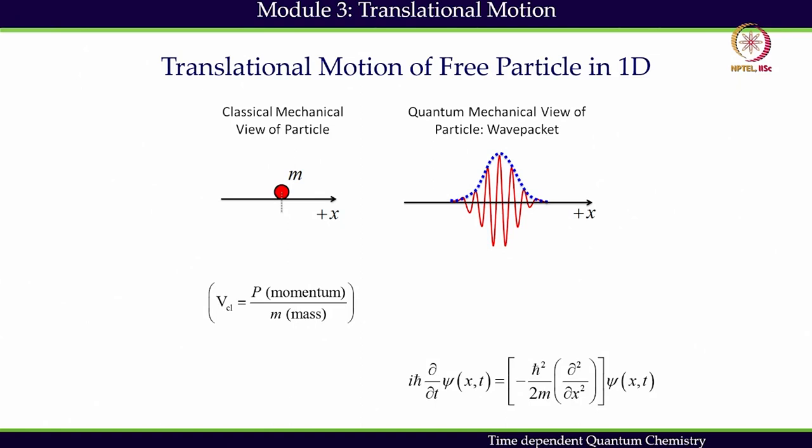And a classical picture of such a particle moving in one dimensional space is given here. I have a one dimensional space, and generally we represent a particle by a ball like this, and it is moving. It's translating. The potential experienced by the particle is 0 because it's a free particle. That's why V, the potential, is 0 everywhere in space. And classically this particle moves at constant velocity because there is no potential.